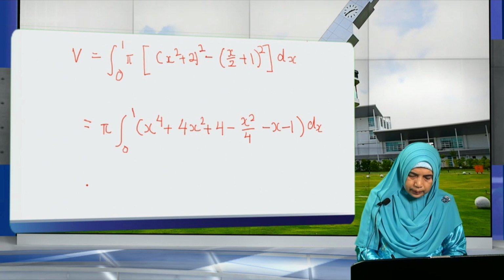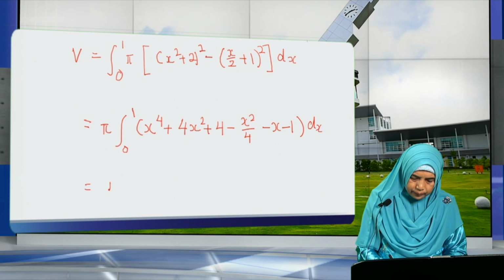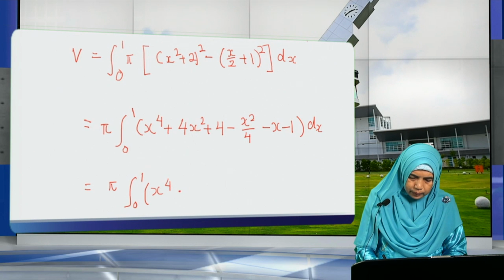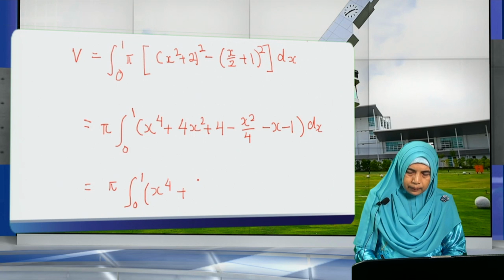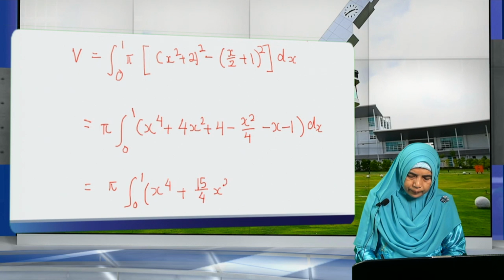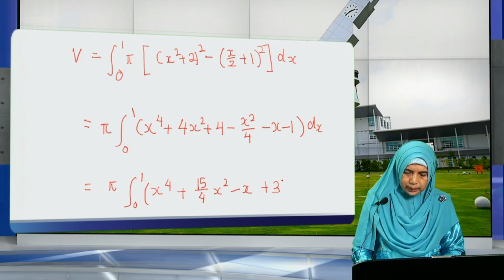So we get pi from 0 to 1 of x to the power of 4, then we add 4x squared and minus x squared divided by 4, which gives 15 over 4 x squared, and then minus x here, and then we add 3, because 4 minus 1 gives you 3.